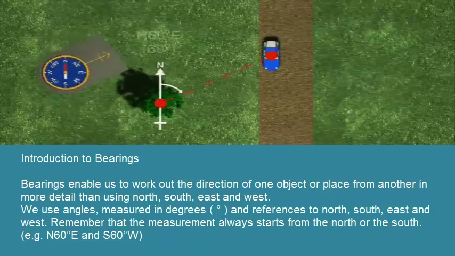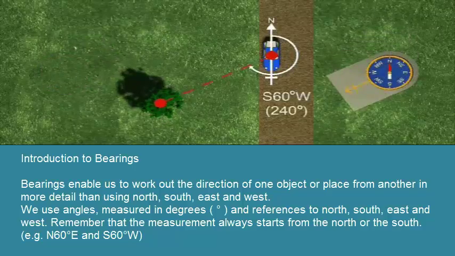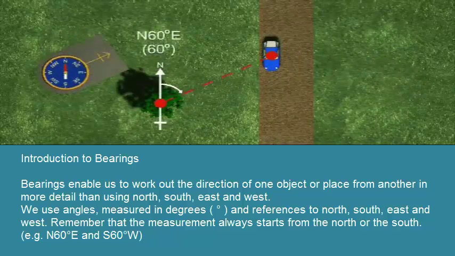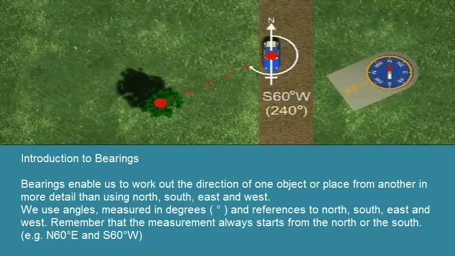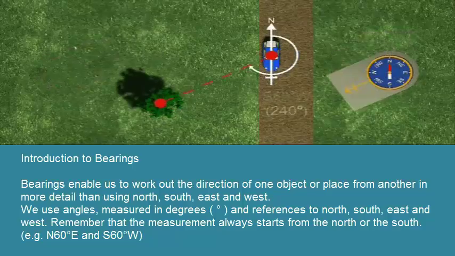Bearings enable us to work out the direction of one object or place from another in more detail than using north, south, east and west. We use angles measured in degrees and references to north, south, east and west. Remember that the measurement always starts from the north or the south. For example, north 60 degrees east and south 60 degrees west.